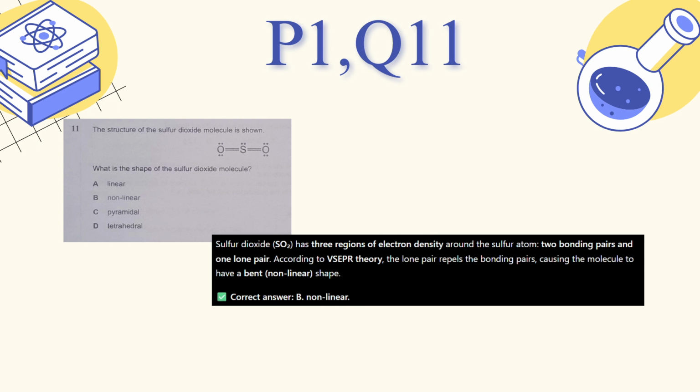And the next one is question 11. What is the shape of the sulfur dioxide molecule? Well, sulfur dioxide has 3 regions of electron density around the sulfur atom, 2 bonding pairs and 1 lone pair. According to VSEPR theory, the lone pair repels the bonding pairs, causing the molecule to have a bent, nonlinear shape. So the correct answer is B, nonlinear.